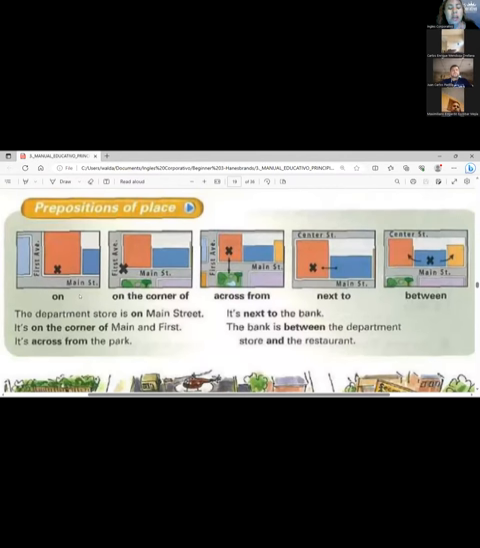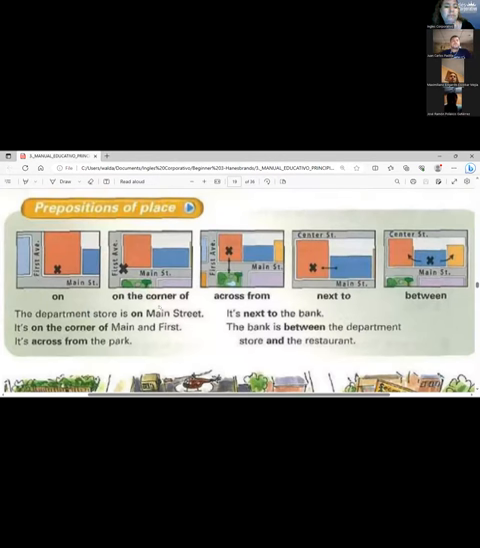Here we're talking about a specific street, for example. We can say the department store is on Main Street. So it means right on the street. So the address of the department store is right on Main Street. Does that make sense? Yes.